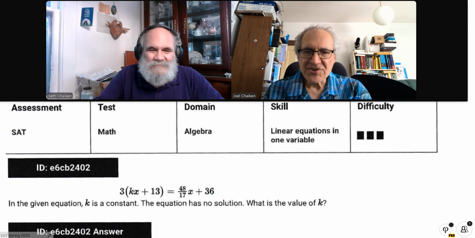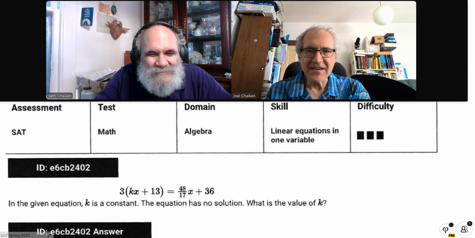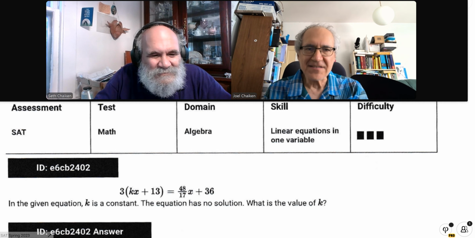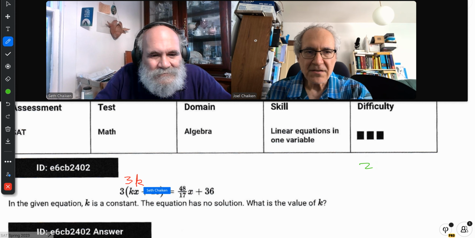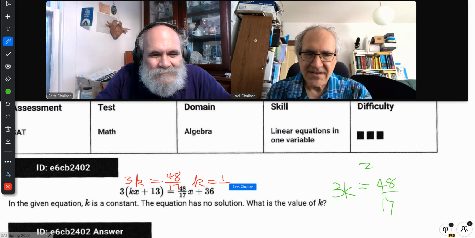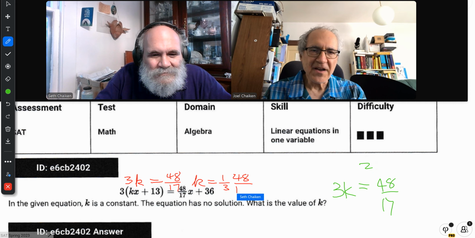So in order to have no solution, the coefficients of x on the left and right-hand side of the equation have got to be the same. So all we have to do is set the coefficients to be the same. 3k has to equal 48 over 17, and you just solve for k at that point. And you should simplify your solution.